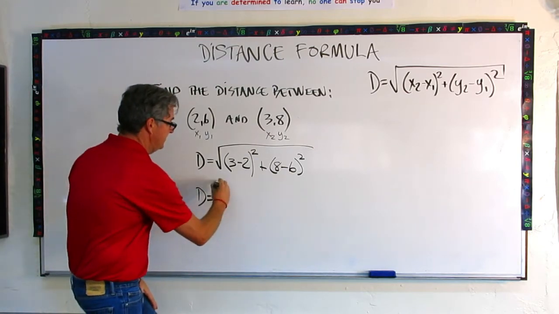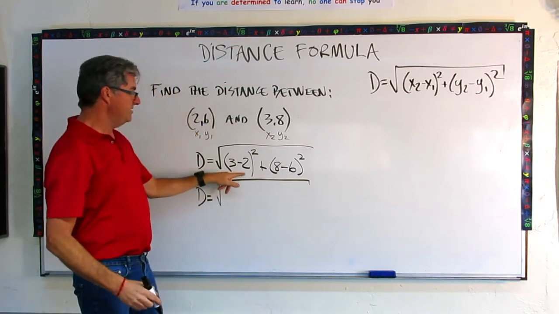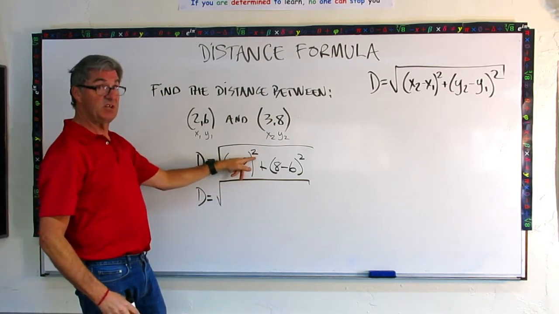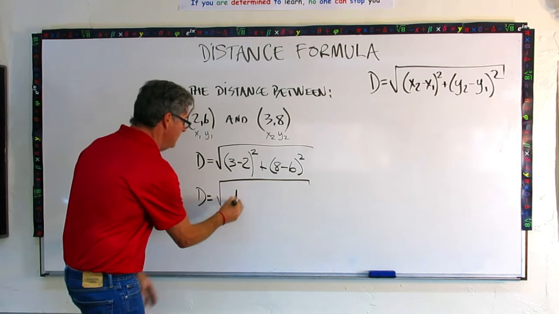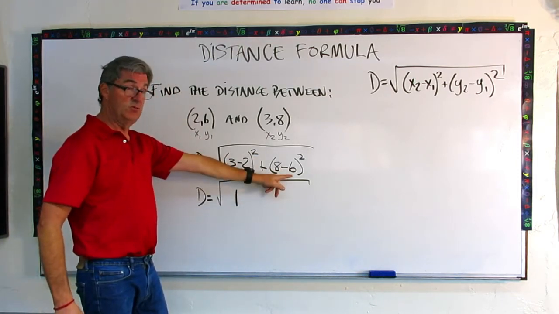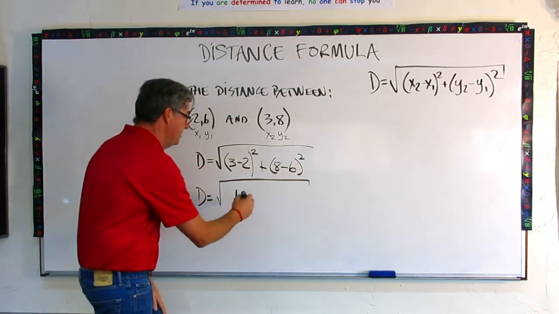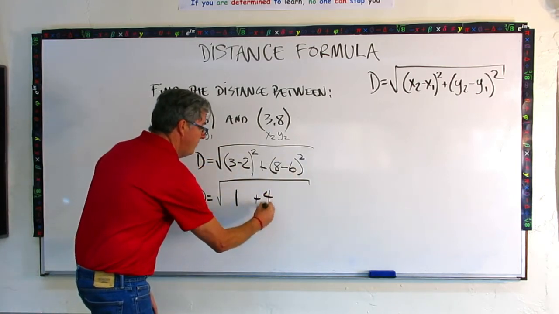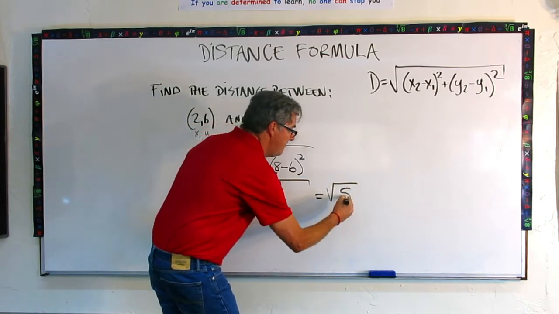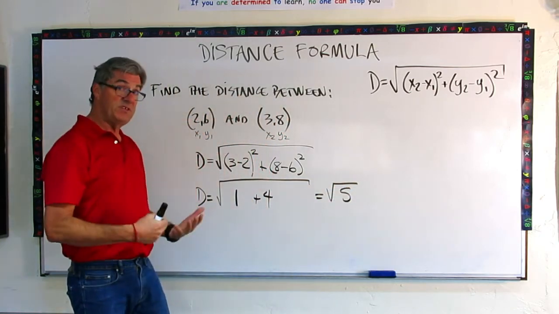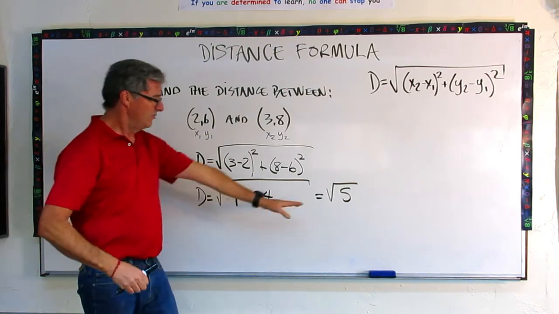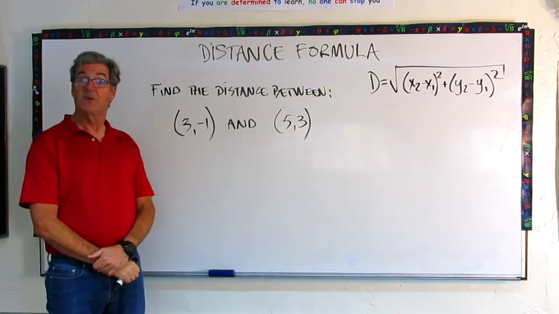D equals 3 minus 2 is 1. 1 squared is still 1. So we have 1 for that chunk. Now 8 minus 6 is 2. Squared is 4. So we have 1 plus 4. So the distance in this case is the square root of 5. Now you could put this in a calculator and get the decimal equivalent, but for me, root 5 is good enough. Okay, let's do another one.